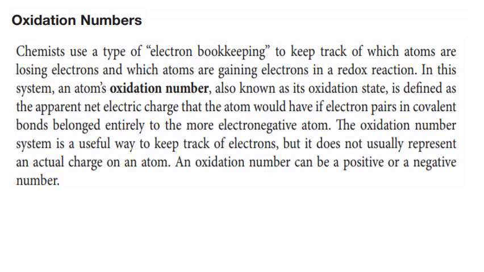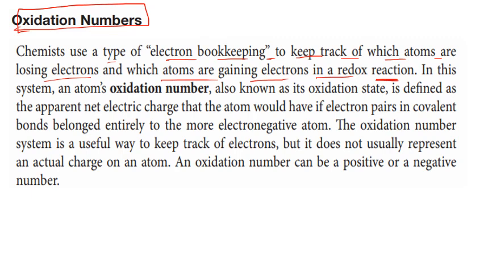So the next topic we are going to concentrate on is oxidation numbers. Chemists use a type of electron bookkeeping to keep track of which atoms are losing electrons and which atoms are gaining electrons in a redox reaction. As per our previous discussions, we saw how, let's say, copper is oxidizing to copper 2 plus, right? So we have to keep track. This becomes important in redox reactions.